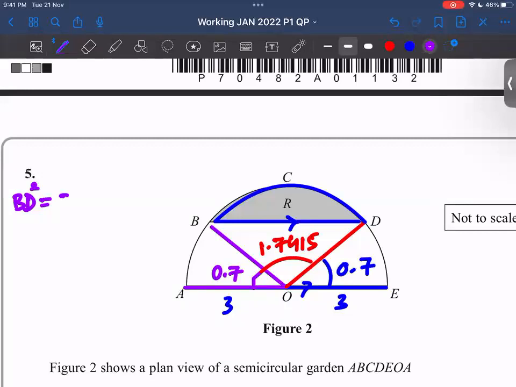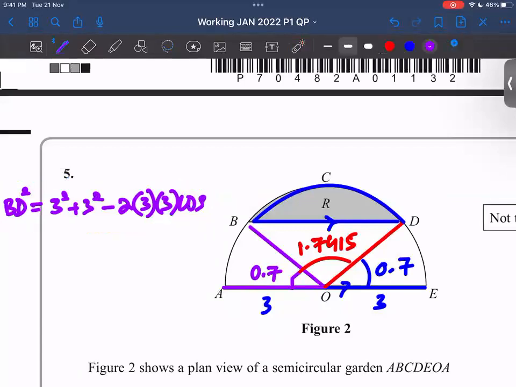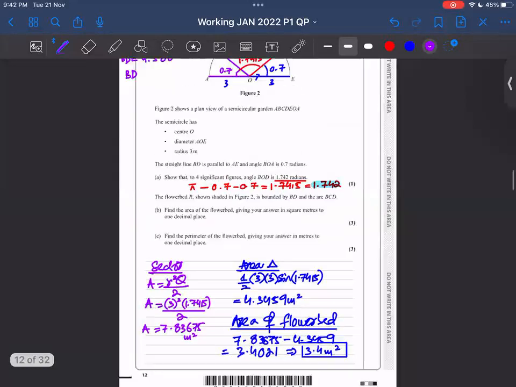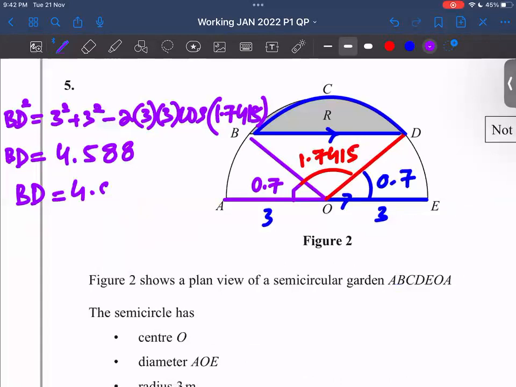BD square is equal to 3 square plus 3 square minus 2 times 3 into 3 cos of the angle between them, 1.7415. Just put it in the calculator. Take the square root because at the end we need the value of BD. We have to get the answer in 1 decimal place, so let's keep the values to 2 decimal places for now. 4.59 meter. It is the length, so it is going to be meter.